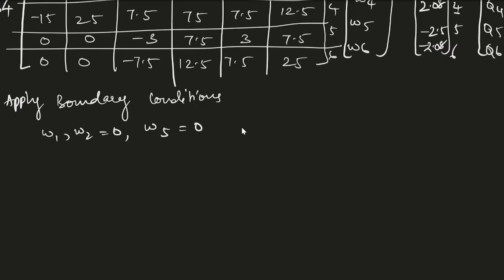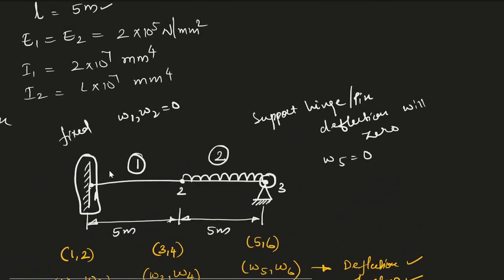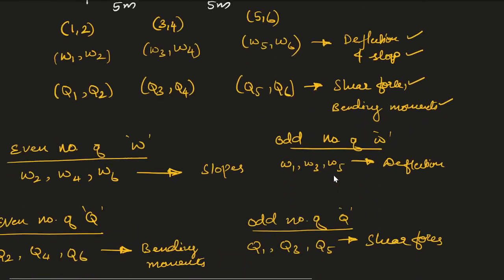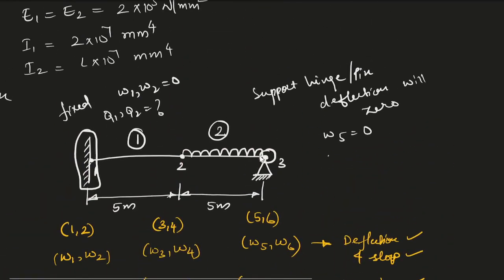And now we have to look for the forces, that is shear force and the bending moment. Since we have a fixed support over here, there will be reactions, so you have to find q1 and q2. In the pin support or hinge support, the bending moment will be 0. The bending moment is the even number, so q6 will become 0.